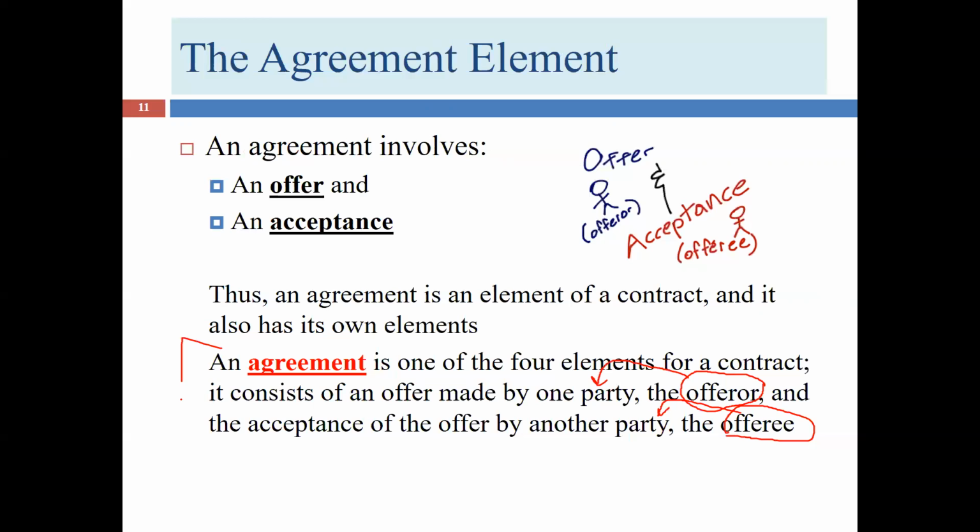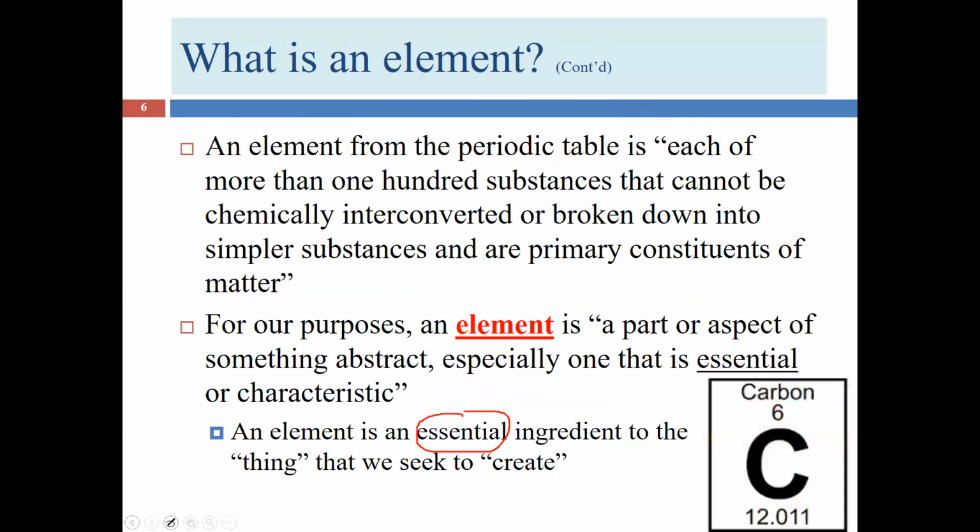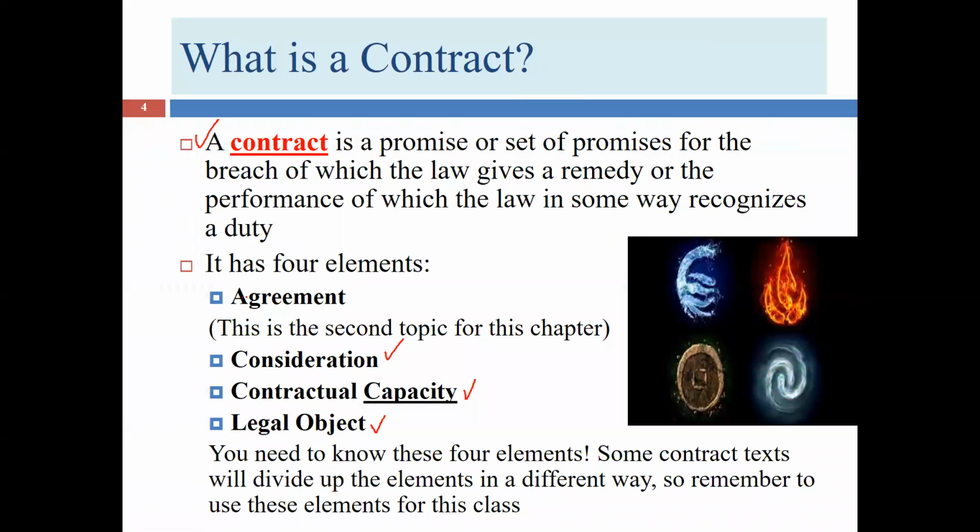So really, this is just a way of describing this particular situation. So an agreement is an element of a contract, but an agreement has 2 sub-elements, an offer and an acceptance. If you just have an offer, no acceptance, you don't have an agreement. If you don't have an agreement, you don't have a contract. So you need to have both an offer and an acceptance.